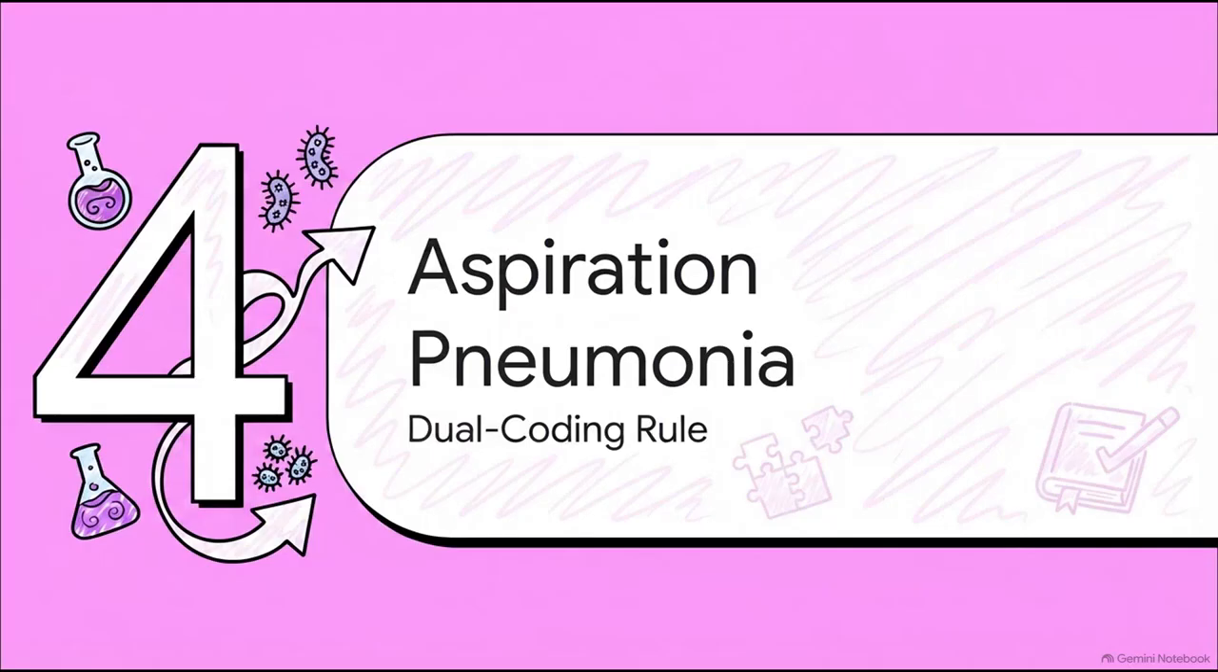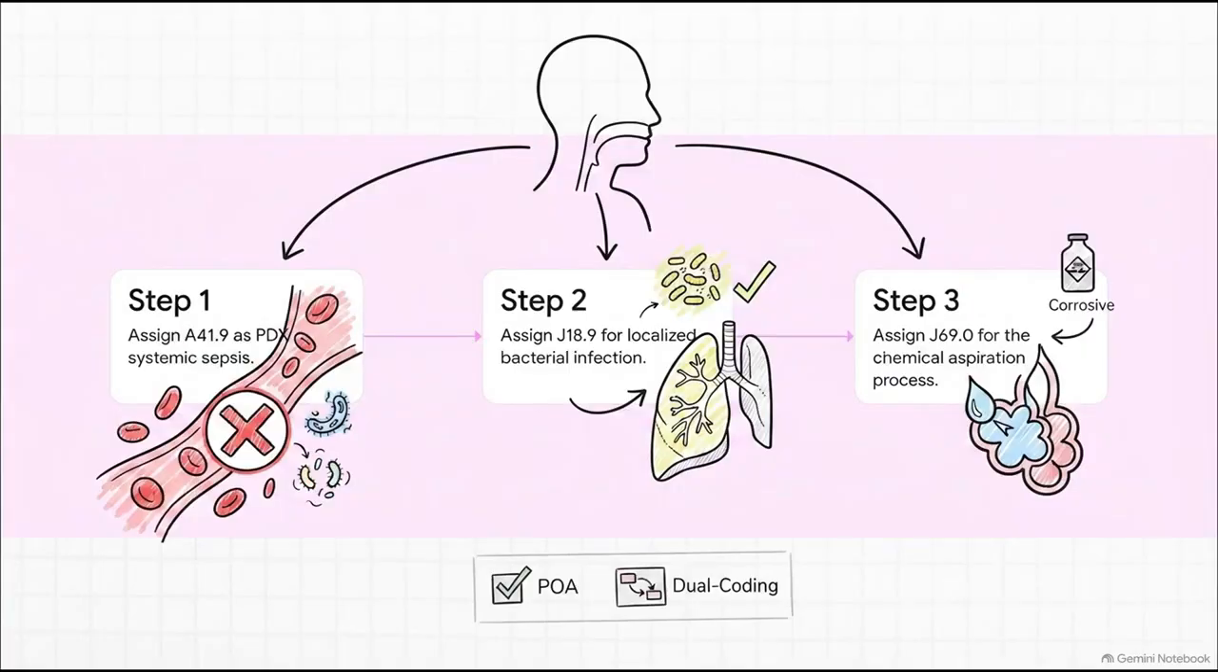All right, moving to Section 4, the aspiration pneumonia dual coding rule, and how we capture both chemical and bacterial processes. Think about this. How do we capture the complete clinical picture when a patient's sepsis is tied to aspiration pneumonia and is documented as present on admission? For this, we really have to lean on a dual coding rationale. Since the sepsis is present on admission, step 1 is sequencing the systemic sepsis, A41.9, as your principal diagnosis.